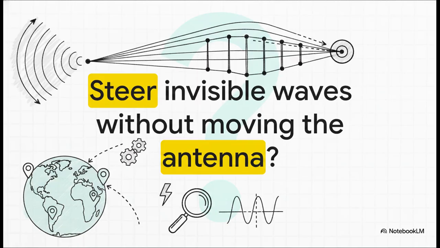You know, it's kind of wild to think about, but how exactly do we steer invisible waves across the globe to a highly specific location without ever physically moving the antenna? It literally sounds like magic, right? But it's actually this massive, high-stakes engineering puzzle built entirely on the beautiful quirks of physics. Welcome to this explainer where we're going to crack that exact puzzle wide open.